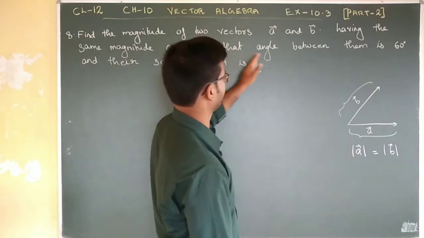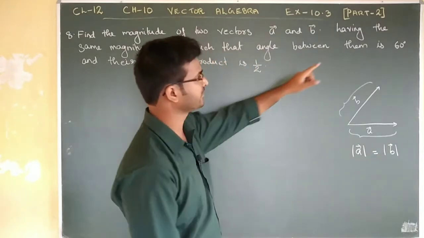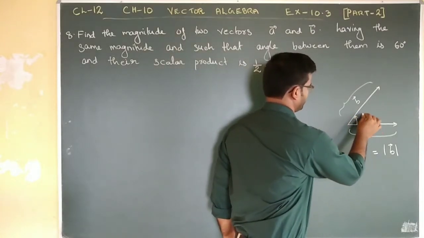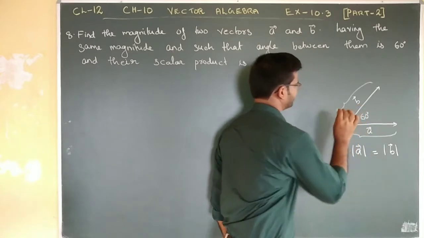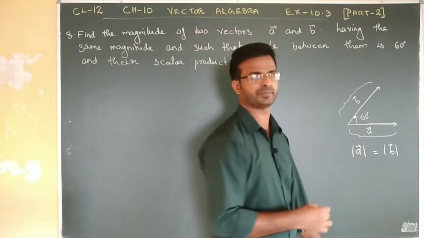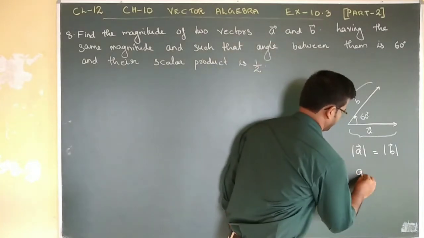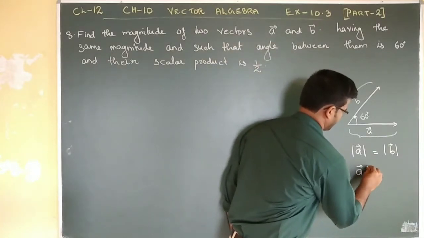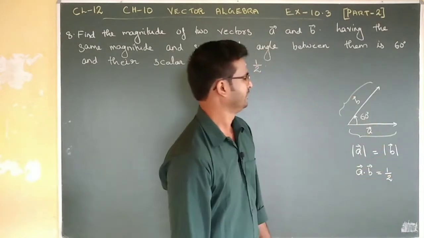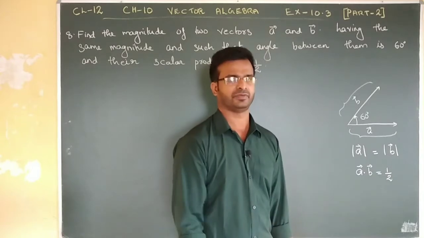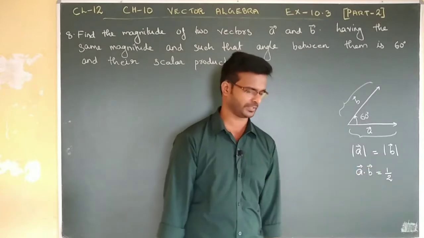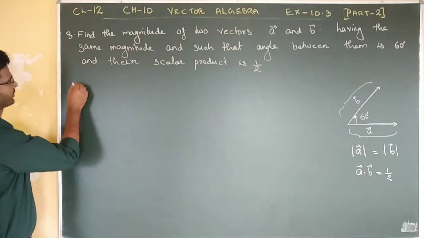Then the angle between them is 60 degrees, and their scalar product is 1 by 2. Scalar product means dot product: A vector dot B vector is 1 by 2. Given these conditions, we have to find the magnitude of both vectors. We can start.